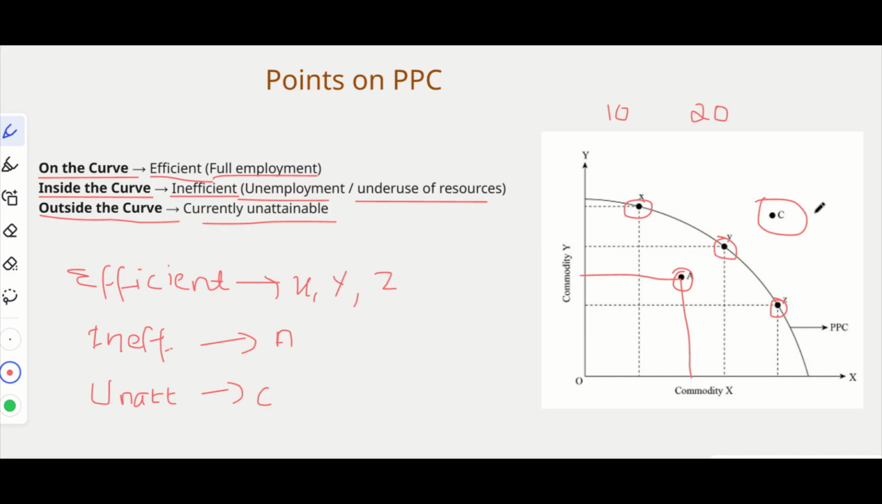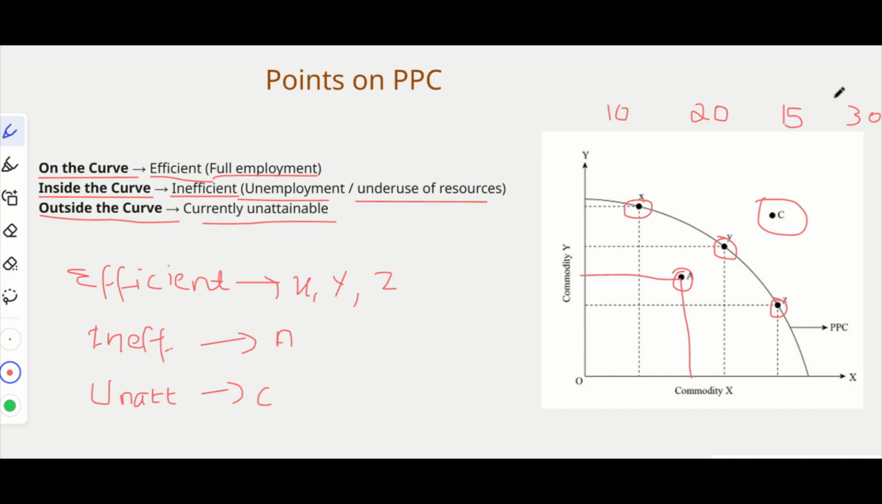What if I need to attain C? I need at least around 15 units of labor and 30 units of capital. And now I don't have that. So can I make the production? No. So that is why it remains unattainable.